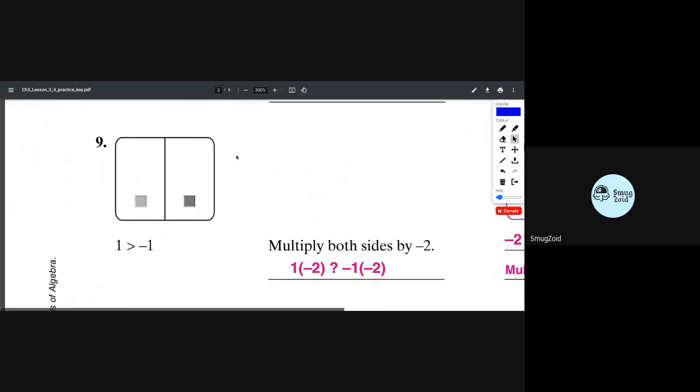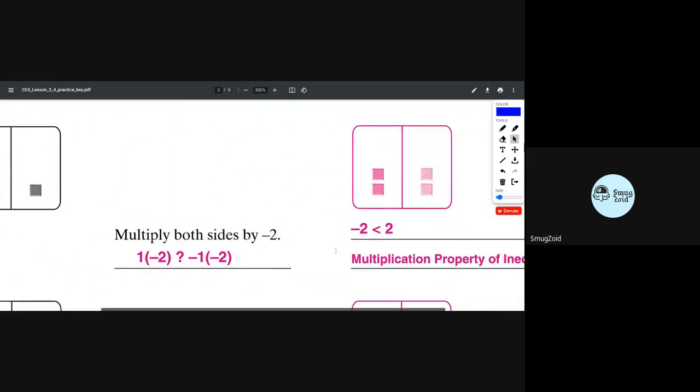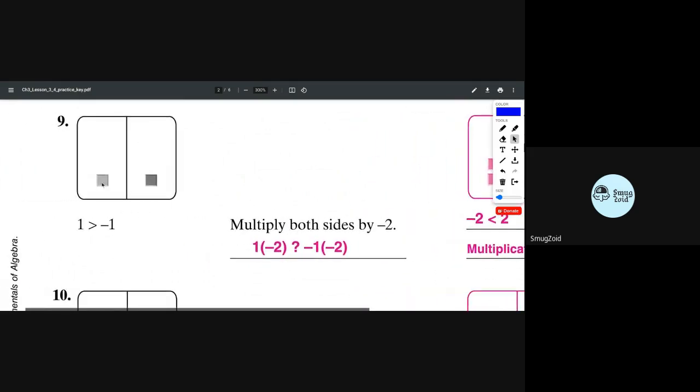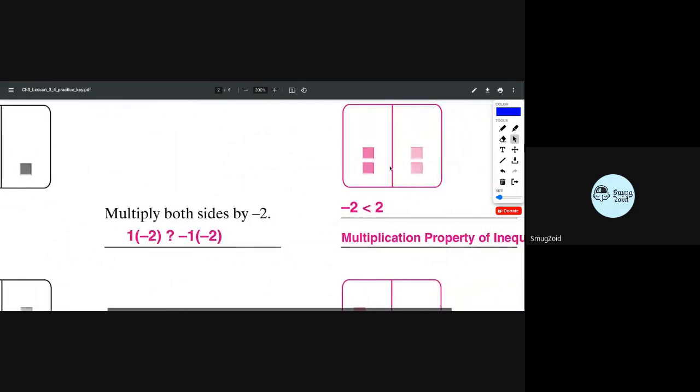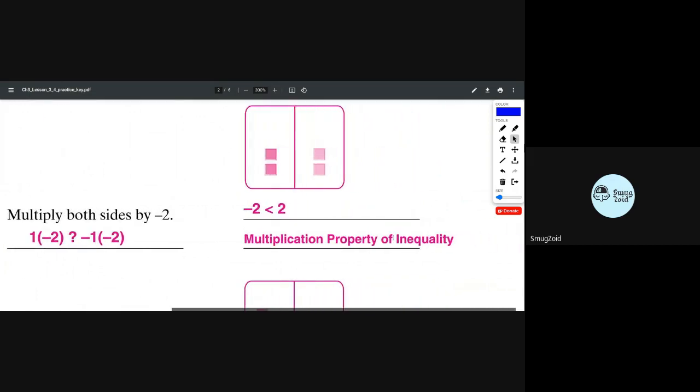And now we get a change. Number 9, here we go. We have a 1 and a -1. Multiply both sides by -2. 1 times -2, put a question mark, and -1 times -2. You find out that this, which was positive, now becomes negative, and that which was negative becomes positive because you're multiplying 2 negative numbers together. That's the multiplication property of inequality.